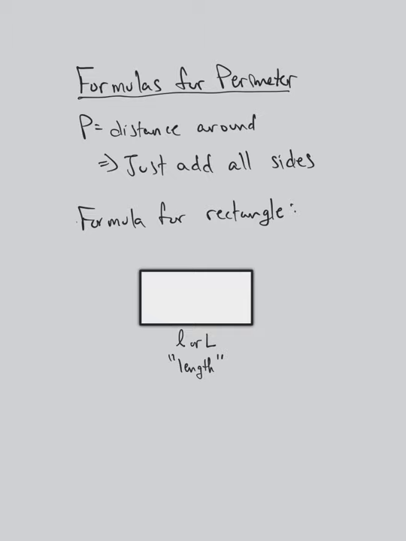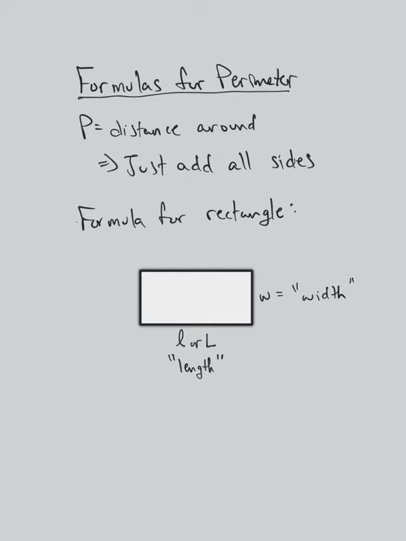And then notice the other two sides also have equal length, and so we usually call that the width. And so we'll denote that with W. And if you use a capital L, you might want to use a capital W for that as well.